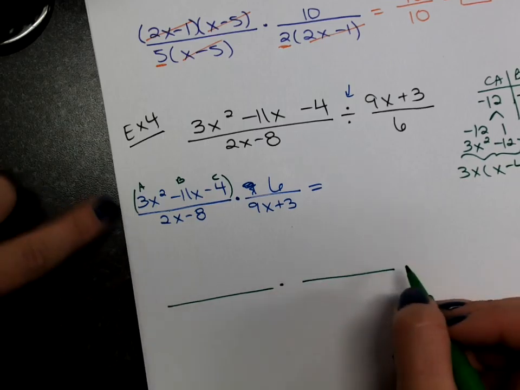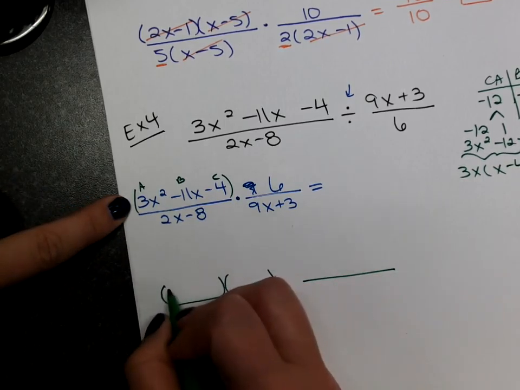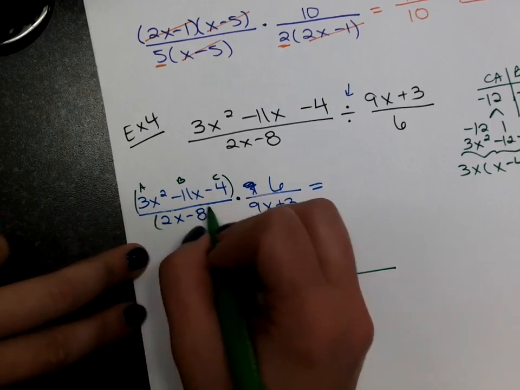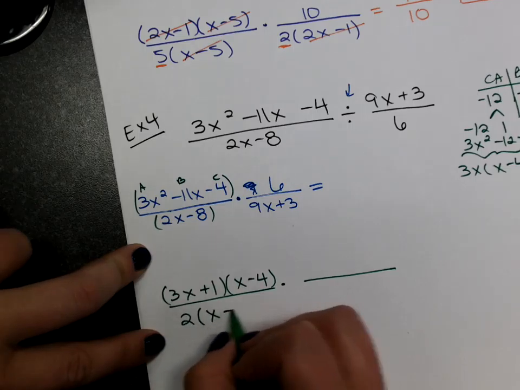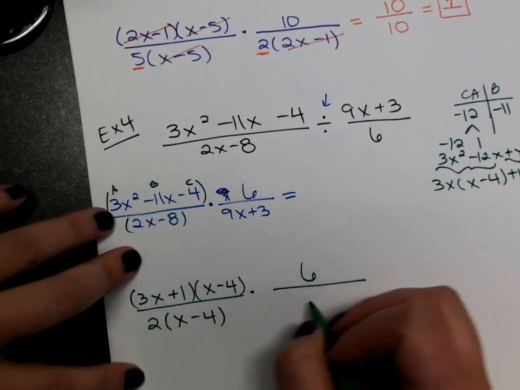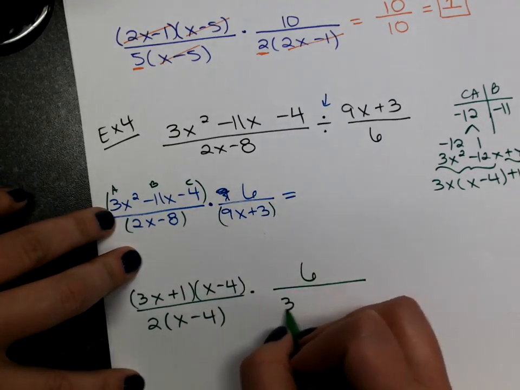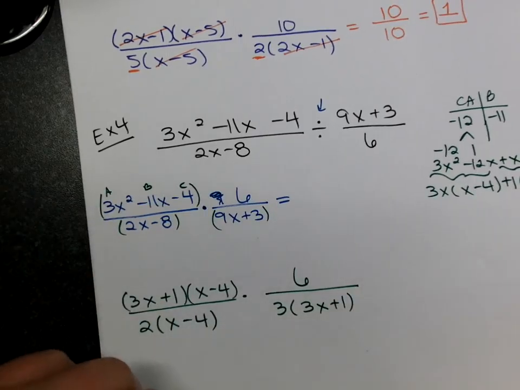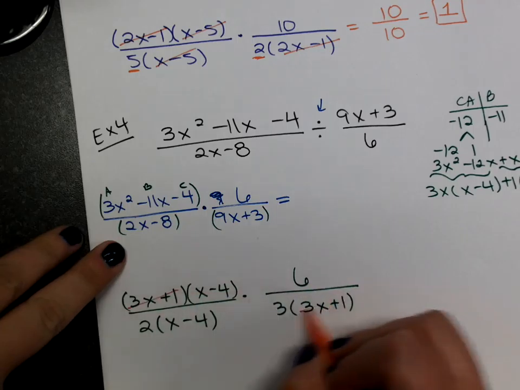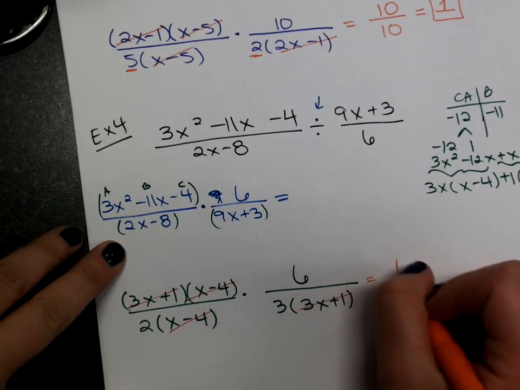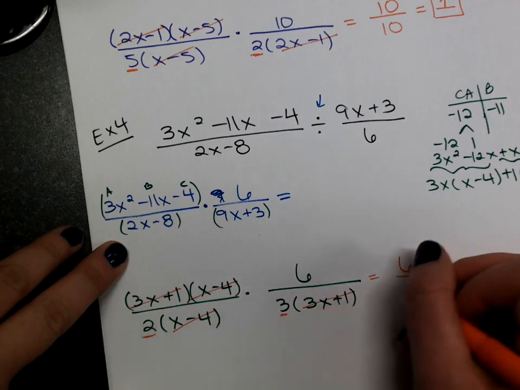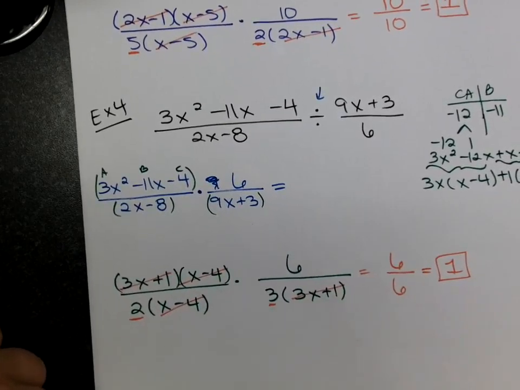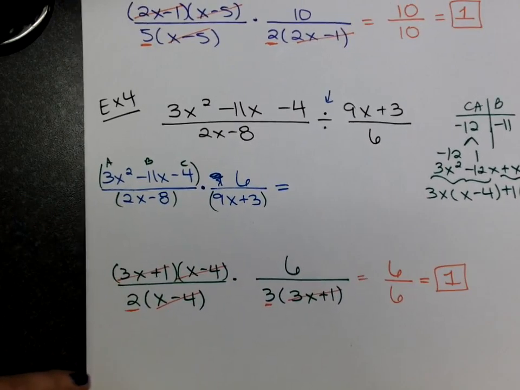So that top trinomial factors into 3x plus 1, x minus 4. The bottom has a GCF of 2, and that leaves x minus 4. The top is just a 6. The bottom has a GCF of 3, and that's 3x plus 1. And my favorite part, those cross out, those cross out. You're left with 6 over 2 times 3, which is also 6, and that also reduces to 1. That does happen a lot if you do it right. Not all the time, but it does happen a lot.